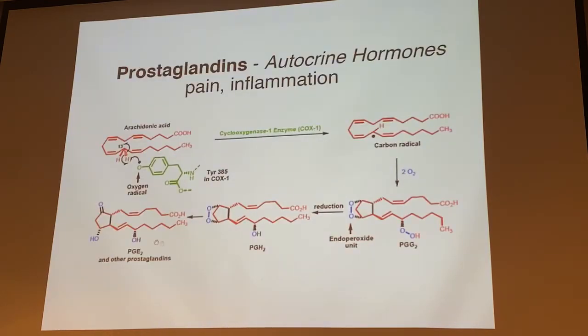Here's the mechanism. I don't expect you to know that. It's a radical process with COX here. It's actually this tyrosine side chain. This is in the protein COX.